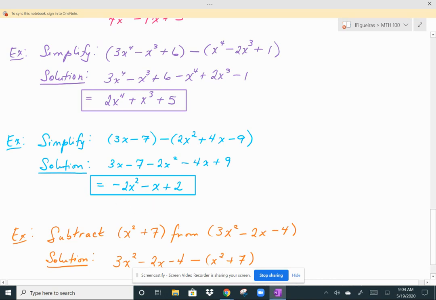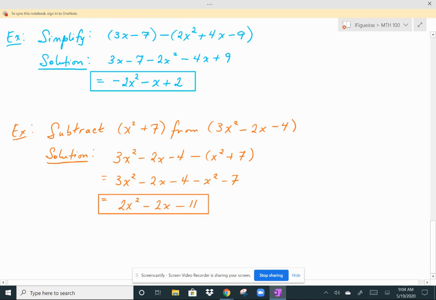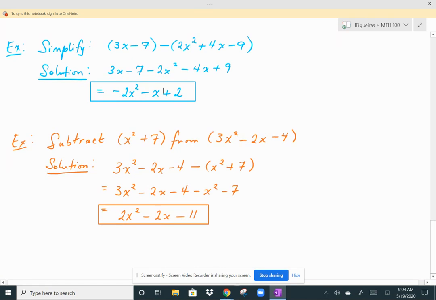Okay, so here's a similar example just expressed in words. The problem is asking you to subtract x squared plus 7 from 3x squared minus 2x minus 4. So the first expression must go second. It is getting subtracted from the second expression. So you should be subtracting 3x squared minus 2x minus 4 minus that binomial, and make sure you have it in parentheses. So first distribute the negative across these two terms, which will give you this line right here, 3x squared minus 2x minus 4 minus x squared minus 7.